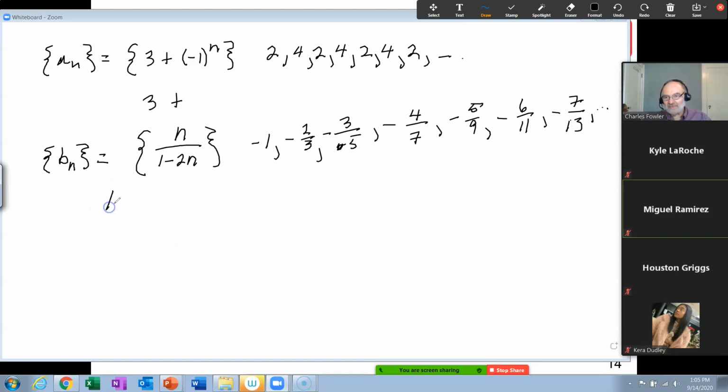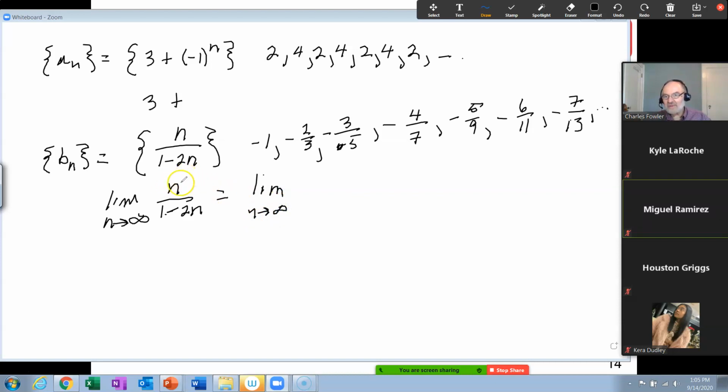That would be the limit as n is going to infinity of n over 1 minus 2n. We're investigating that. Now here's the technique we use, and you probably have run into this before, and it's a legal move.